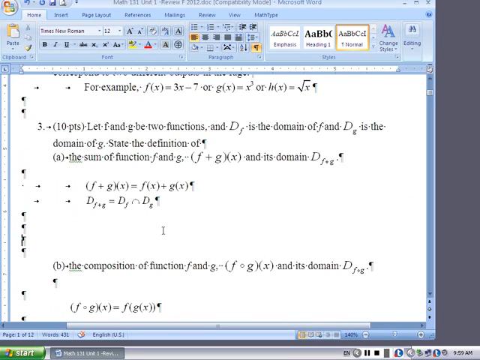You mean here? Yes. That's all you write. The domain of this new function, f plus g, is the domain of f intersects the domain of g. Right? The common part. Remember, we talked about this.